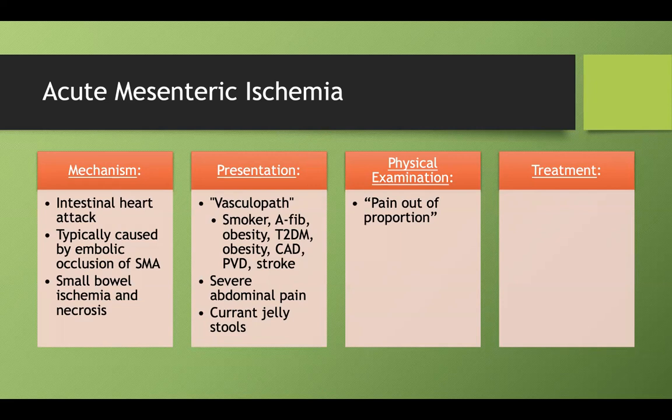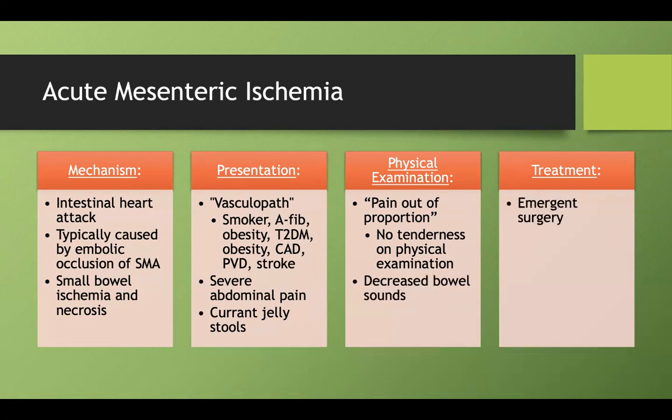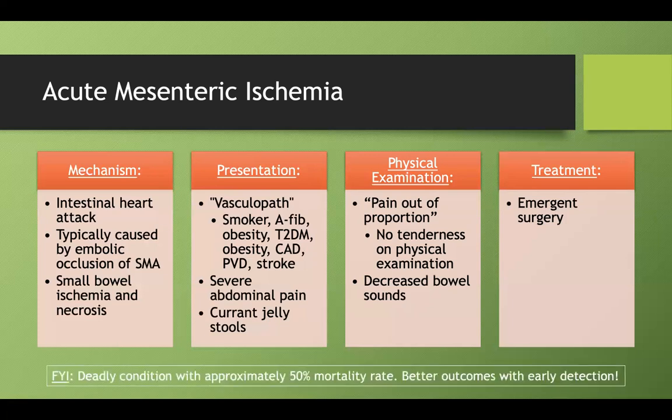You'll have this classic pain out of proportion, where somebody is in writhing pain and then you do a physical exam and everything's normal. I don't want you to be reassured by that normal physical exam because it could easily mean they have this condition. You'll see decreased bowel sounds. And what you have to do is treat it with emergent surgery. Emergent is important to realize. This condition is extremely deadly. Just like we treat heart attacks very early, you have to treat this intestinal heart attack very early.